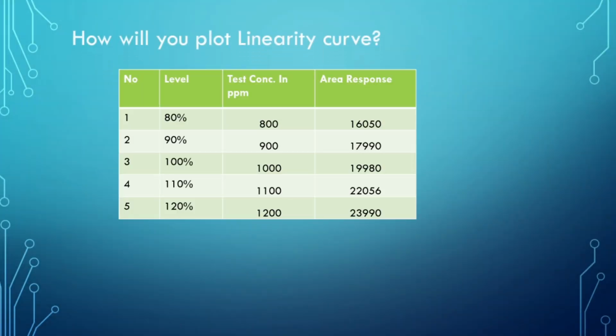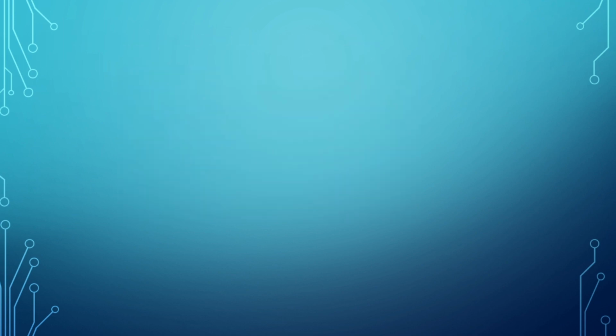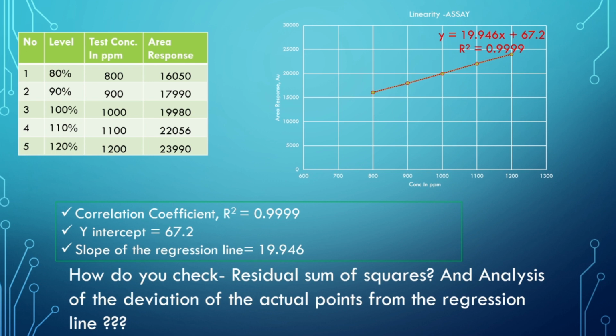So by just clicking on this Excel sheet, you will get a linearity curve. But from the linearity curve, you are getting many things. Say the correlation coefficient value, r square, is equal to 0.999. And the y intercept: the equation is y = mx + c, where 67.2 is the intercept and 19.946 is the slope. So the slope of the regression line is 19.946. These three things you directly got from your Excel sheet.